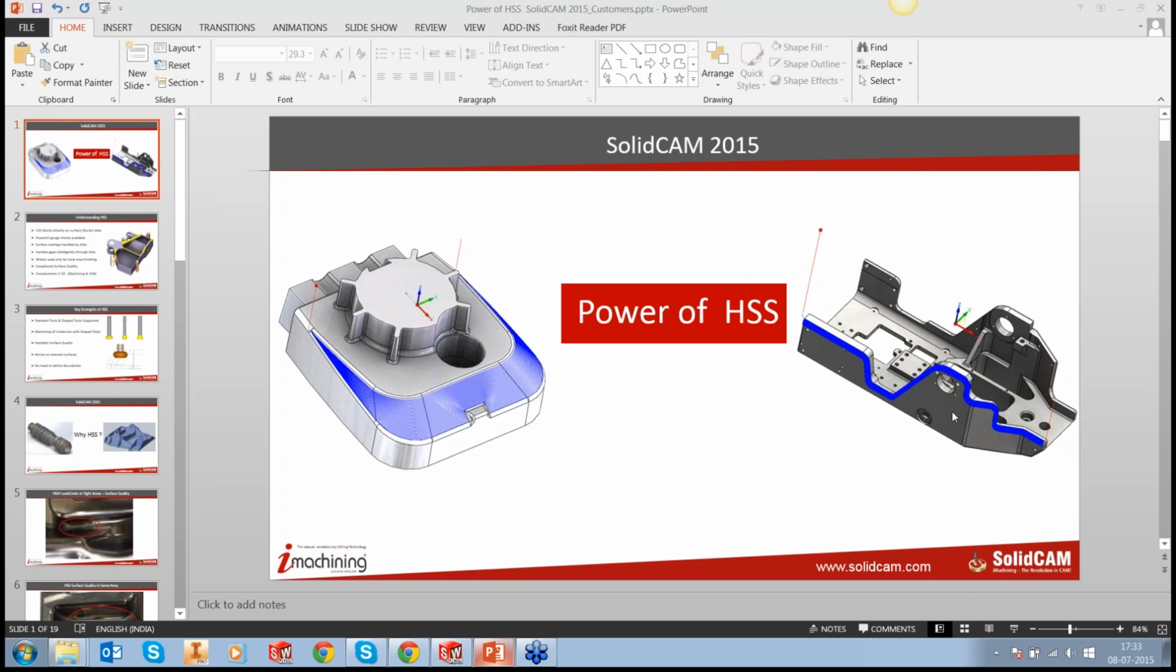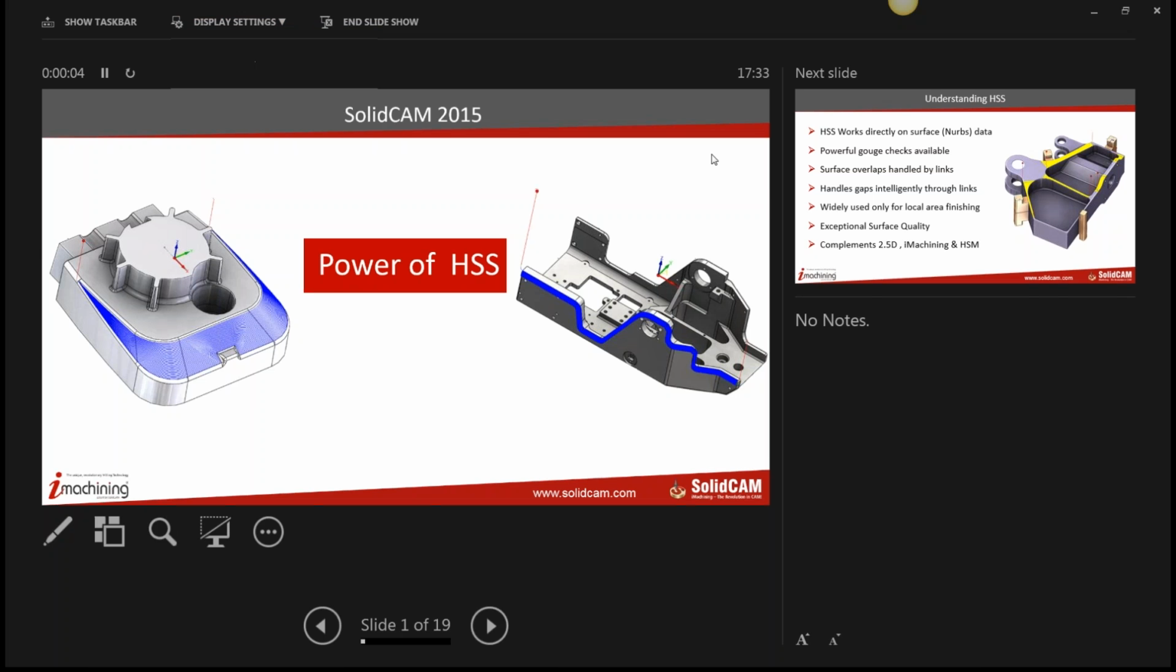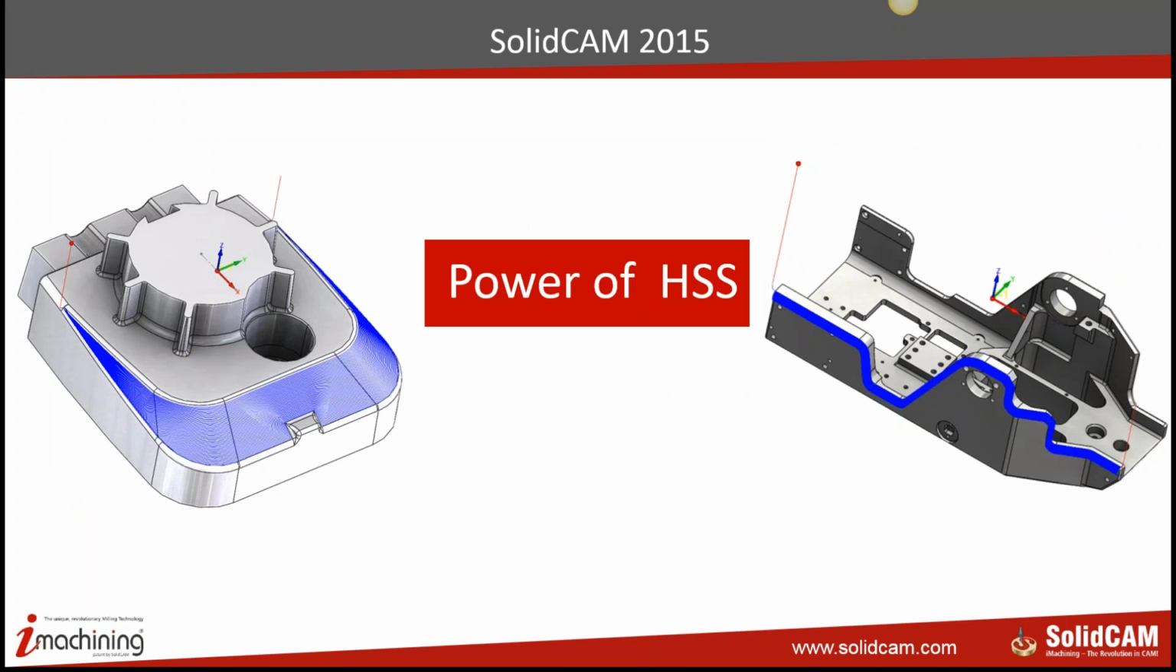So what you're going to see in the next 45 minutes basically is that you will look at various things that HSS can do, where you will find a lot of limitations which hamper you, or which do not allow you to do the things the way you would have liked to do using HSM or 2.5D. So HSS is basically that link, that strong link between the other modules of 3-axis or 2.5-axis in SolidCAM.